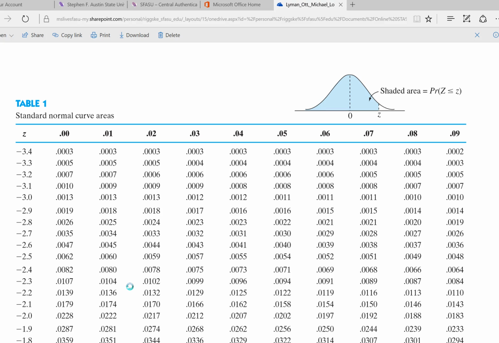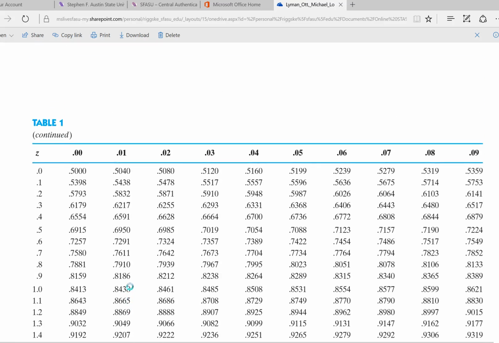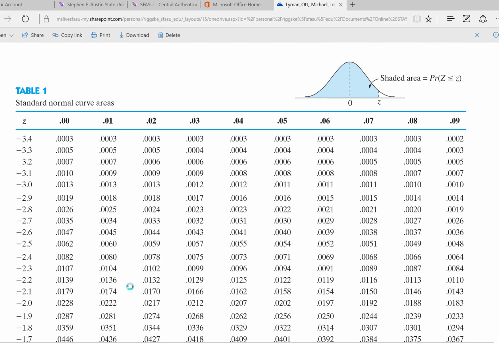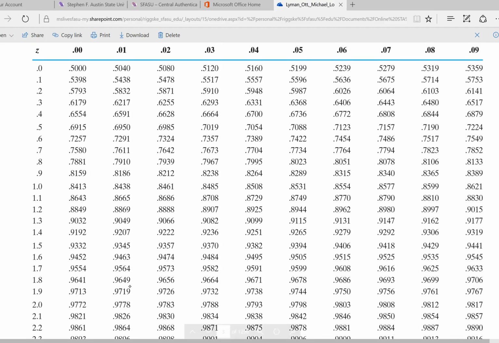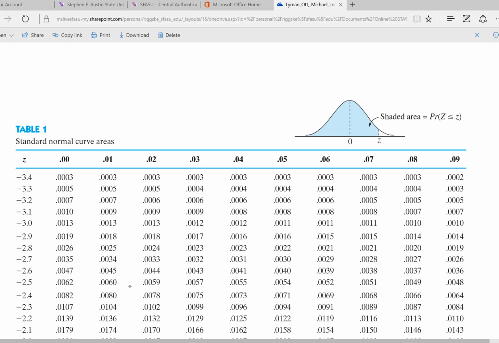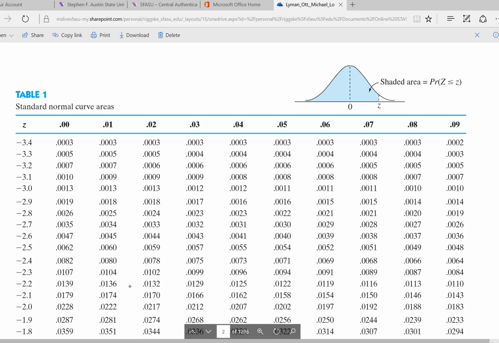You notice that it's split up into two tables, Table 1 and Table 1 continued. But the first page of Table 1 gives areas under the curve to the left for negative z values, or negative z scores, and then when we get to the second part of the table, it gives areas under the curve to the left for positive z scores. Okay, this is kind of your legend up here. It gives you a sense of what that's all about in terms of what it gives: a shaded area to the left of a given z score.